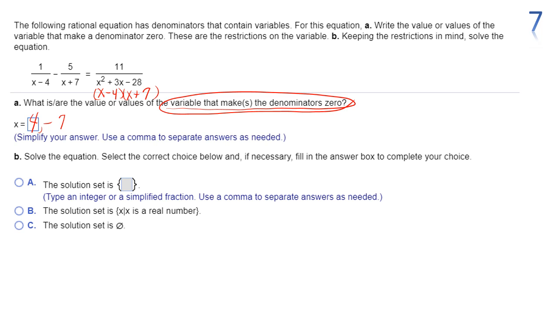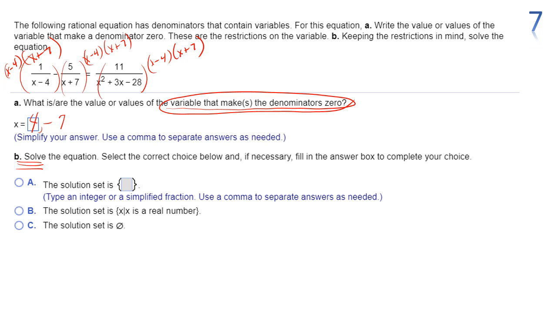These two are the same as choice 1 and 2 in the first 2 fractions. So I see that my restrictions would be positive 4 and negative 7. After you type in the restrictions, then you solve. We're going to use a common denominator of x minus 4 and x plus 7. We will use this around every term, x minus 4, x plus 7.